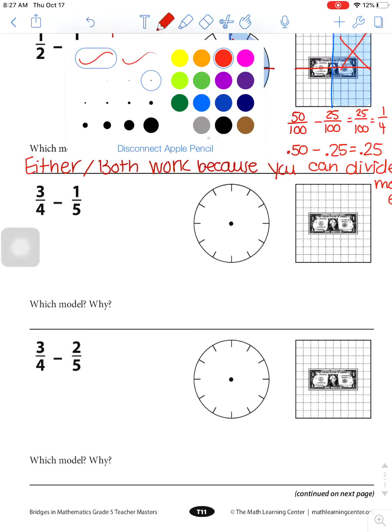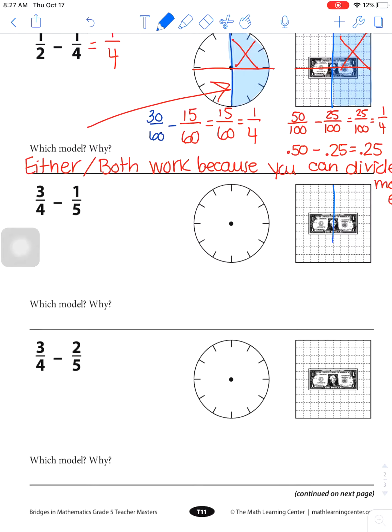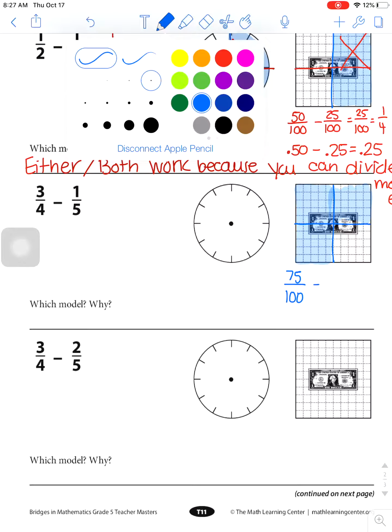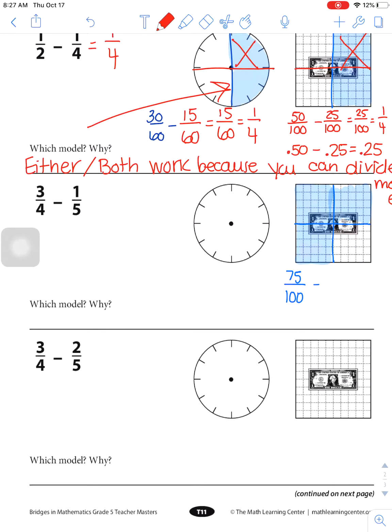So let's start by breaking this dollar up into fourths, okay? And we'll go ahead and shade in what we started with. So you have 3/4 of a dollar, which is the same as 75/100ths or 75 cents if you want to work that way. Now remember, I'm going to be subtracting 1/5 of a dollar, which we already kind of walked through together. It's 20 hundredths or 20 cents, okay?